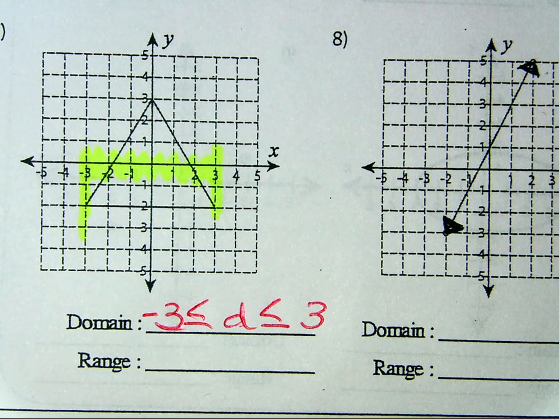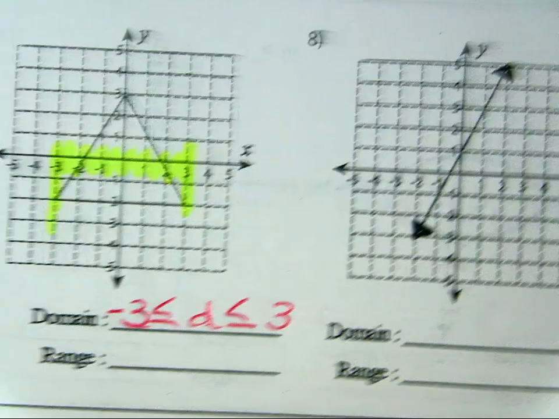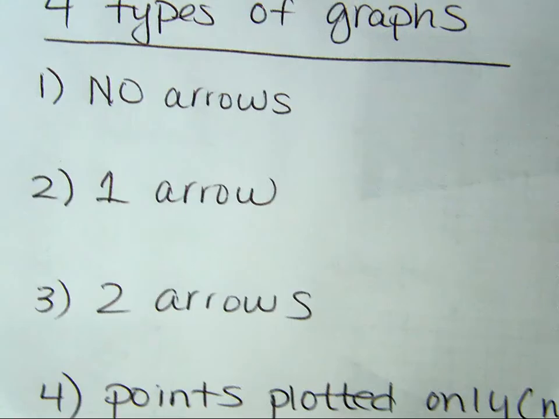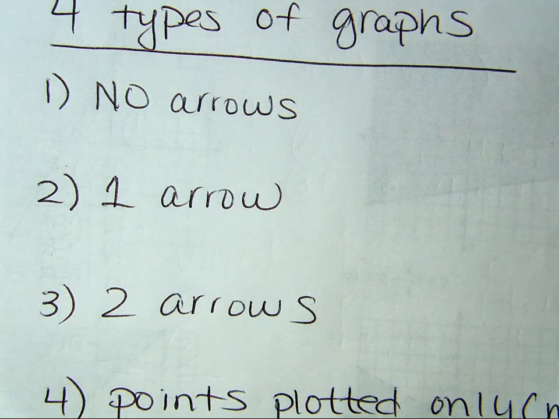All right. We've done 1 of 4. We have just covered when there are no arrows, right? So when there are no arrows, it means it's got to stop on both points on either end, and it's going to be everything in between. So let's move on to ones that have 1 arrow.